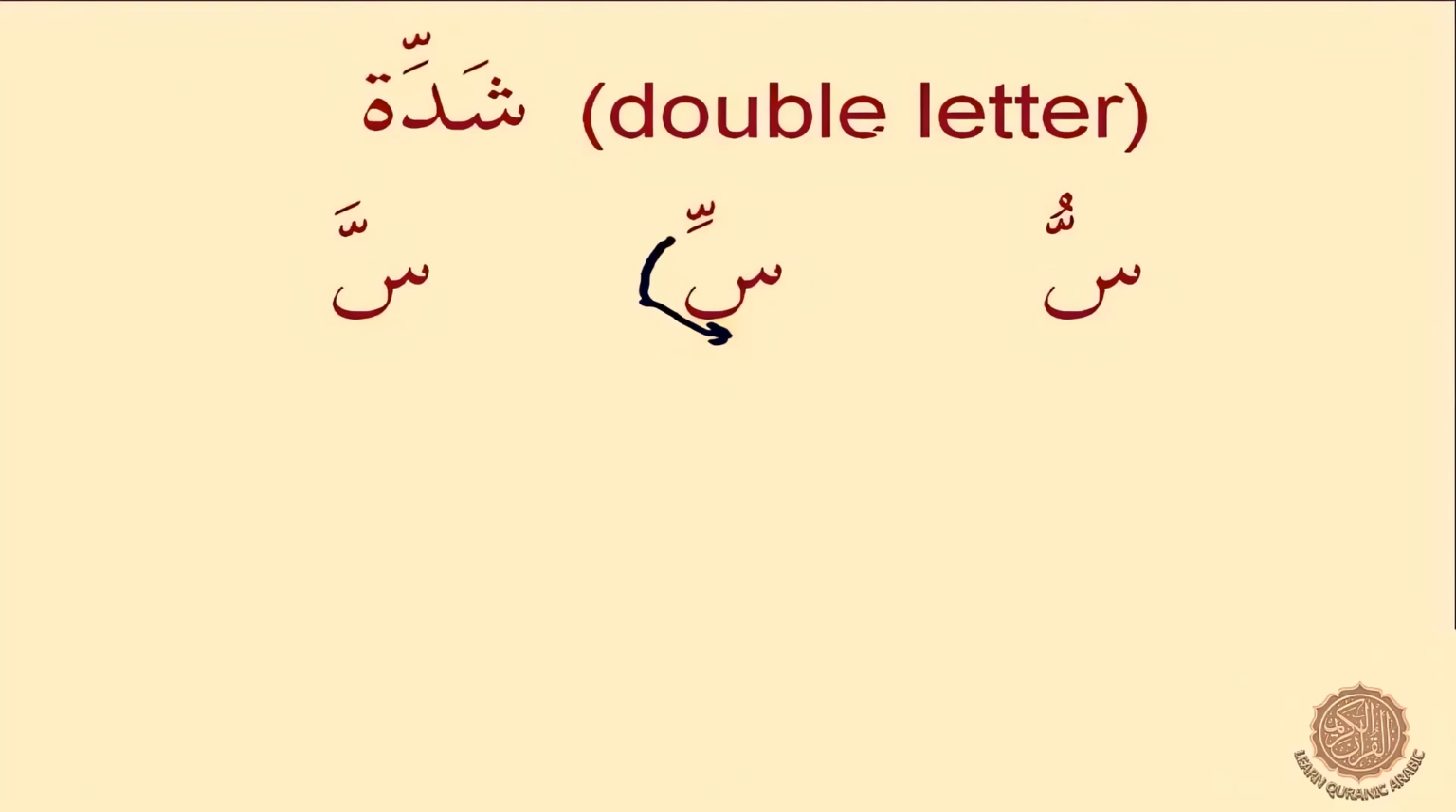Now let's dissect the shaddah on top of these letters. So we said that the shaddah represents a doubling of the letter. So here, there's two seens because the shaddah is there. So there's one seen followed by another seen. Now the first seen will always have a sukoon. And then the second seen will have the actual harakah.